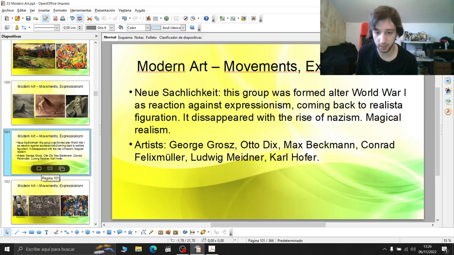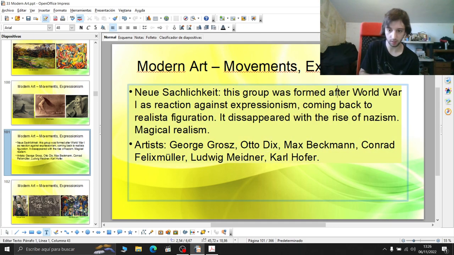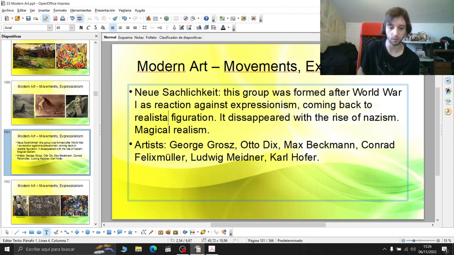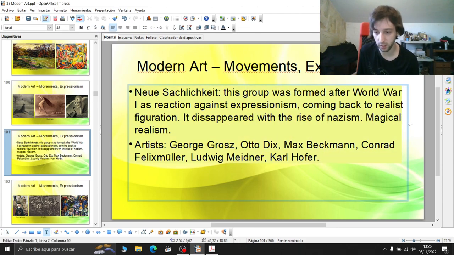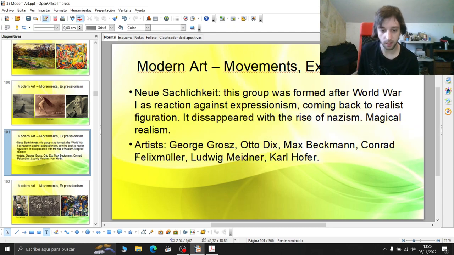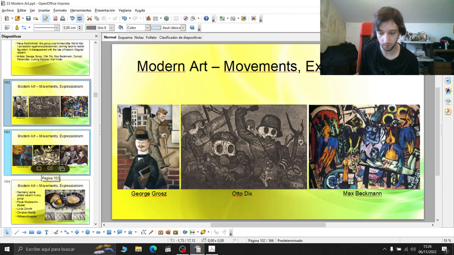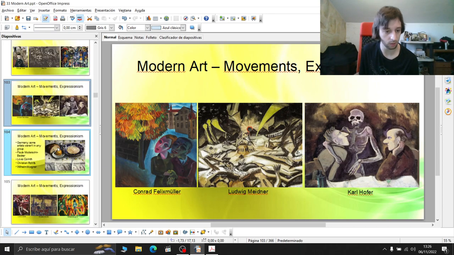Neue Sachlichkeit. This group was formed after World War I as a reaction against expressionists, coming back to realist figuration. It disappeared with the rise of Nazism. Magical realism. Artists like George Grosz, Otto Dix, Max Beckmann, Conrad Felixmüller, Ludwig Meidner, and Karl Hofer. And here you see an example of everyone.